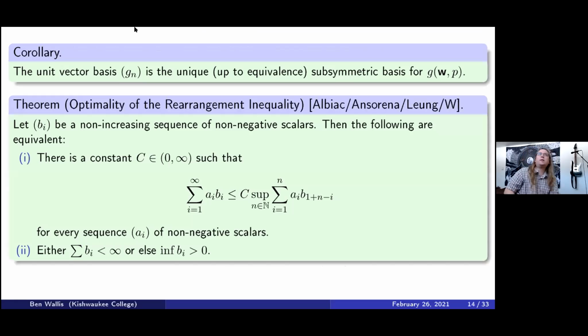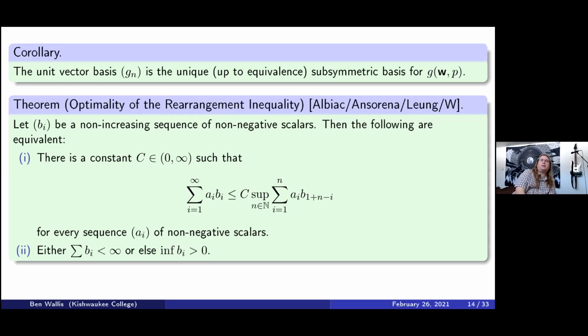Okay, let's see, what else? So as a corollary, the unit vector basis G_n is the unique subsymmetric basis for the Garling sequence space. By the way, I should mention that this is also true for the Lorentz sequence spaces. The Lorentz sequence spaces have a unique symmetric basis and subsymmetric, but who cares, up to equivalence. All right, so those are some of the basic properties of the geometry of the Garling sequence spaces, and to a lesser extent, the Lorentz sequence spaces. Let's talk about how we know that the Garling basis is not symmetric. It's subsymmetric, but it's not symmetric.